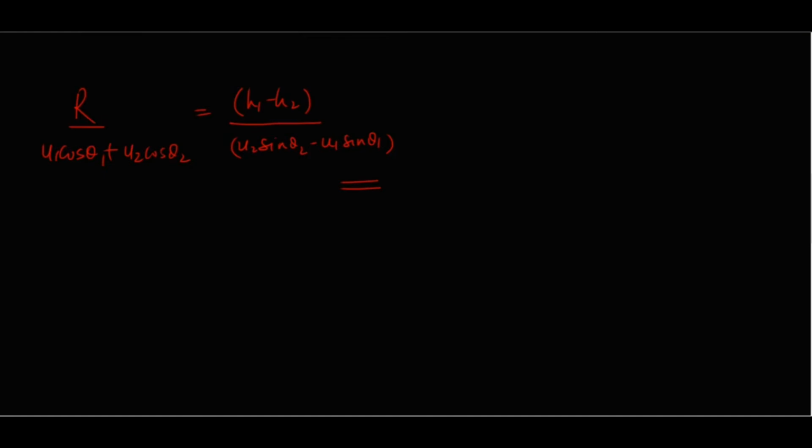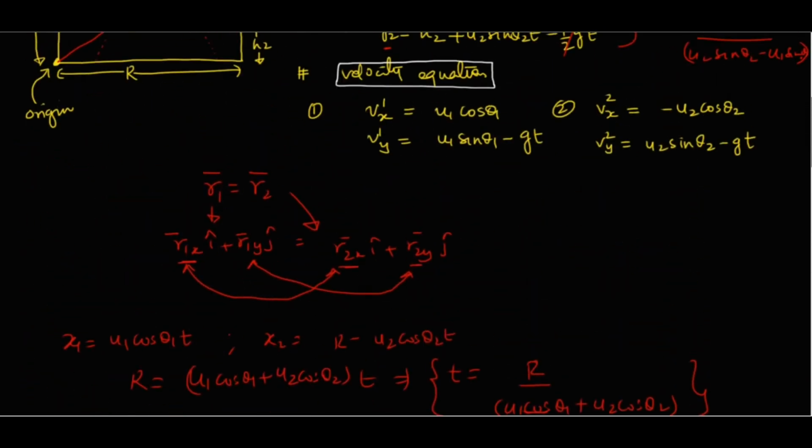Okay, so from the previous calculations we had two times, one I got for the x and one I got for the y. So if I'm going to equate those times, here is what I'm going to get. This is the equation that I got from x1 is equal to x2, and here is what I got from y1 is equal to y2. You can see it here.